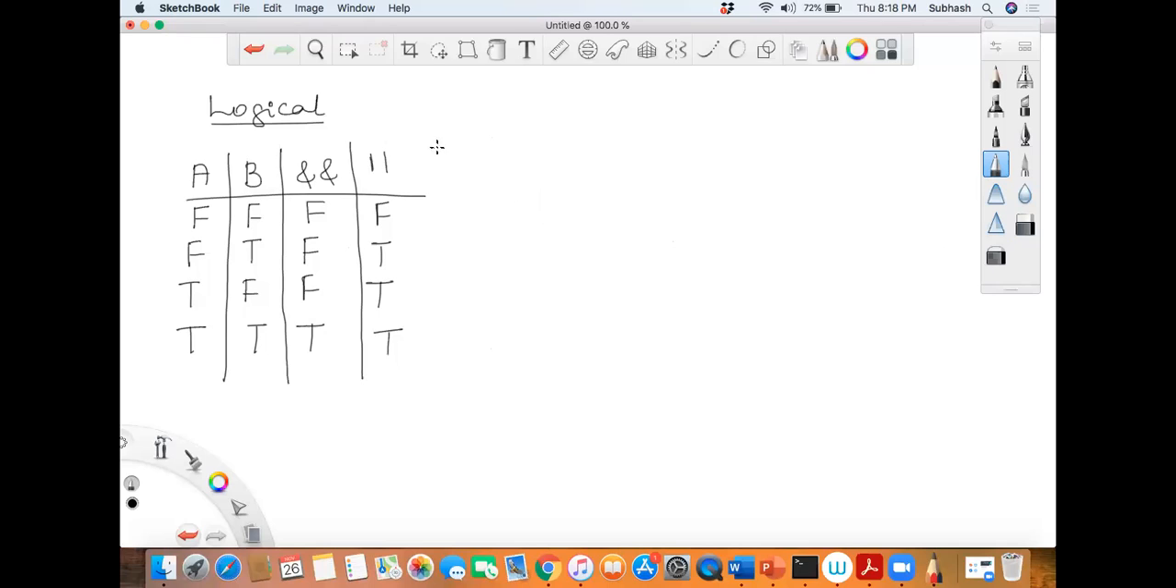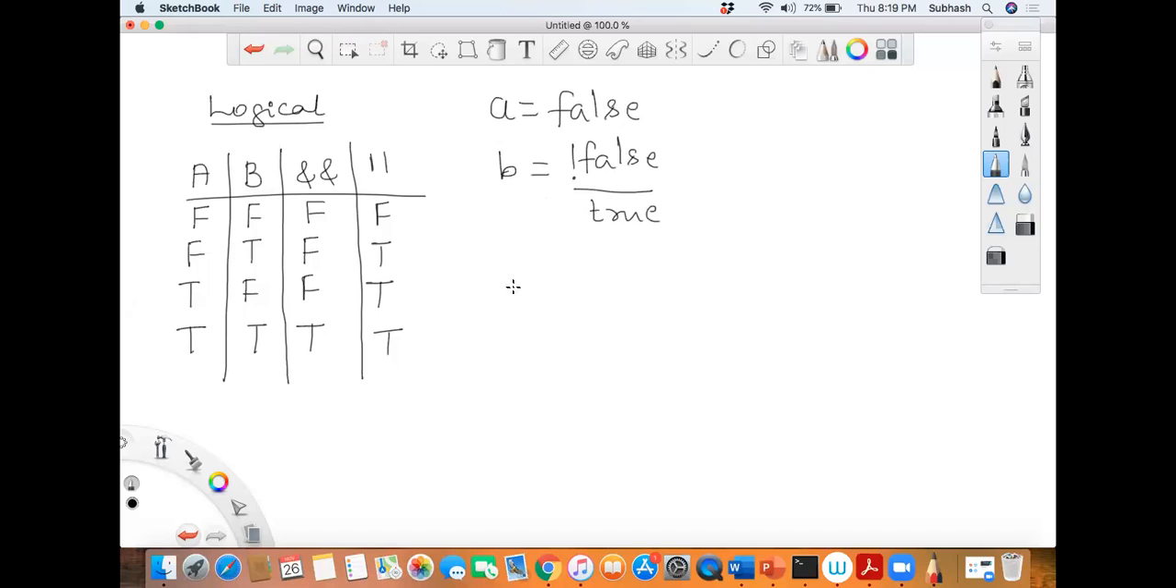Having said that, guys, listen to me carefully. Now what do you mean by not operator? Suppose I say A is equal to false, and then I say B is equal to not of false. Applying a logical not to a false will make it what? It will make it a true value.